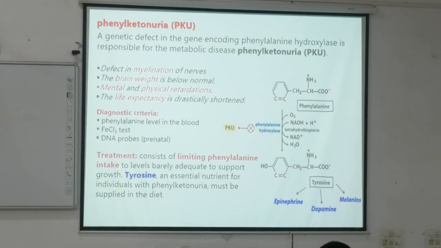How do you diagnose it? You find increased phenylalanine levels in your blood, and then you have the ferric chloride test. When phenyl pyruvate and phenyl lactate react with ferric chloride, they give you a green color. And then you have prenatal diagnostics. With the help of DNA probes, you can match up the genome. The patient has phenylketonuria due to the absence of phenylalanine hydroxylase.